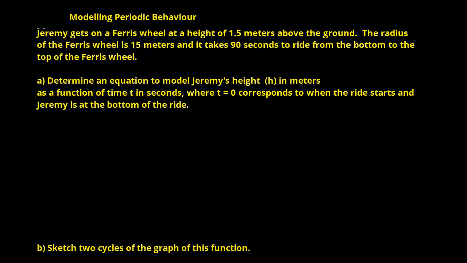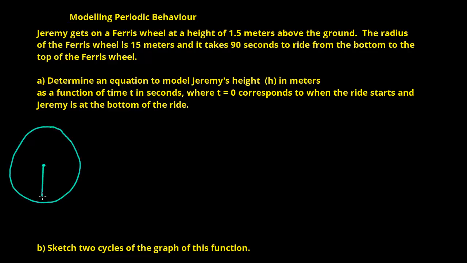So in this question, we're told Jeremy gets on a Ferris wheel at a height of 1.5 meters above the ground. The radius of the Ferris wheel is 15 meters, and it takes 90 seconds to ride from the bottom to the top of the Ferris wheel. So here you can probably imagine why this can be modeled by a periodic function. We have somebody that's on a Ferris wheel. Let me just draw a circle here.